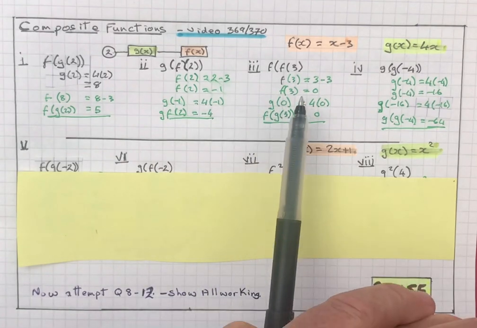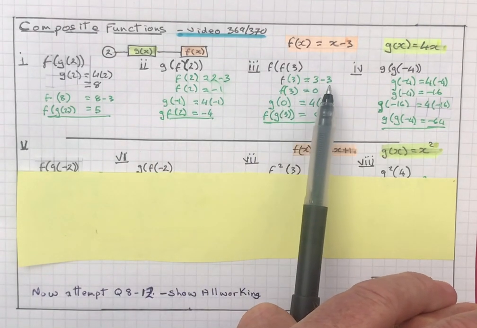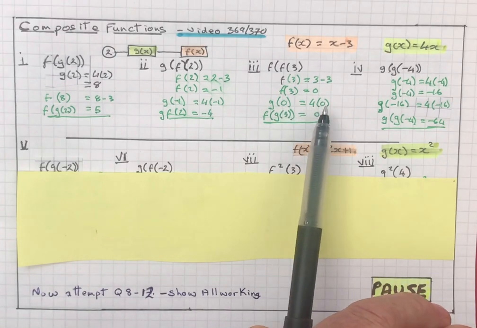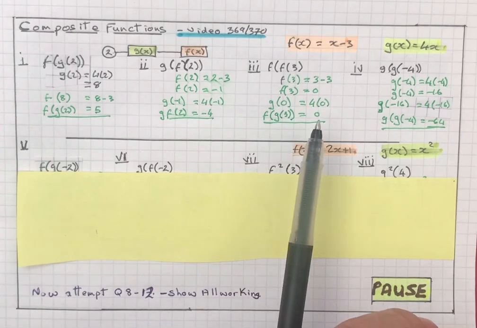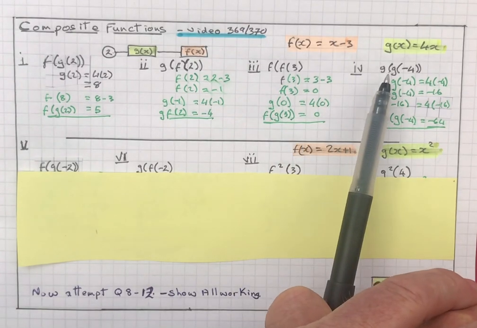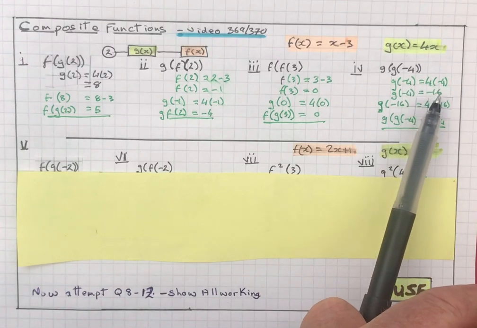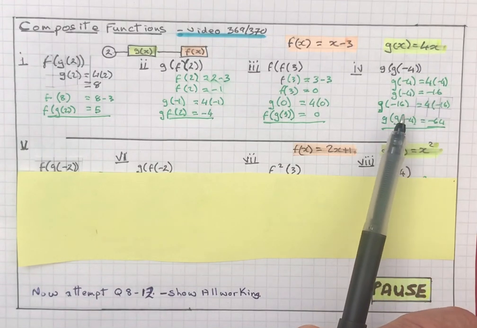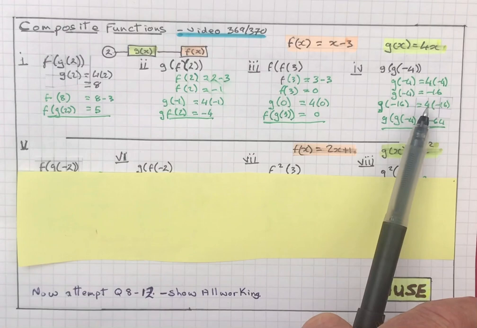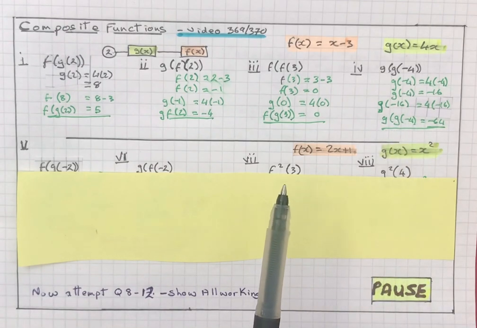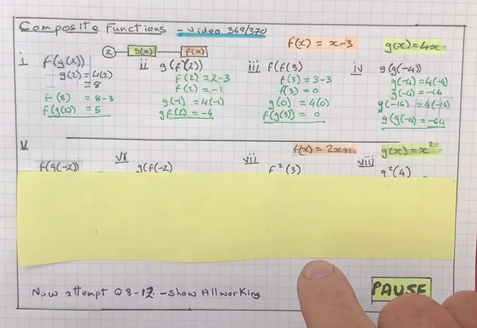The third one, I take 3 in, I subtract 3, I get the answer of 0, and 4 times 0 gives me 0. So f of g of 3 should be 0. For g of minus 4, I put in minus 4, times it by 4, get minus 16. I put minus 16 in, times it by 4, and g squared of minus 4 gives me minus 64.